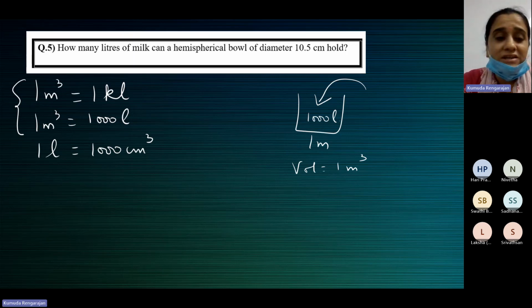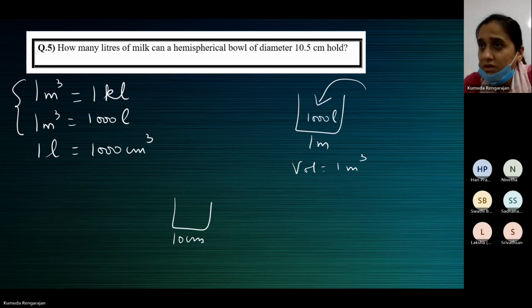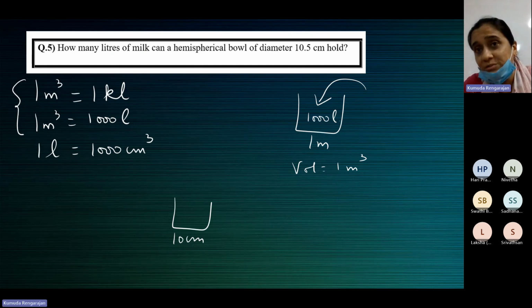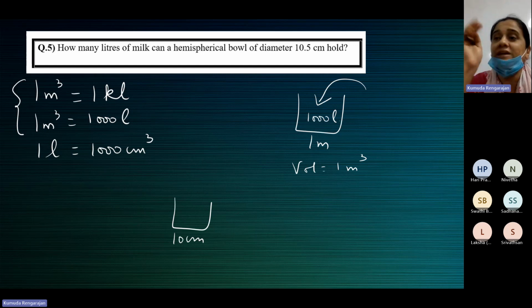Now the next one, 1 liter is equal to 1000 centimeter cube. A cube whose edge is 10 centimeters will have a volume of 10 into 10 into 10, 1000 centimeter cube. Now this cubical vessel, which has an edge of 10 centimeters, will have a volume of 1000 centimeter cube. That means this will hold 1 liter of liquid.